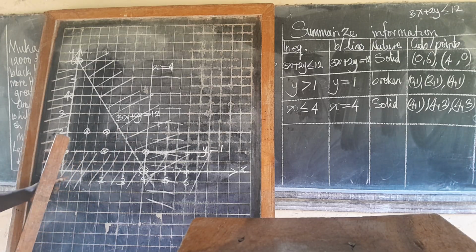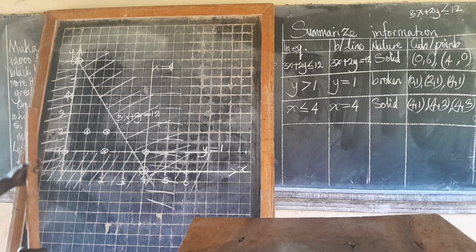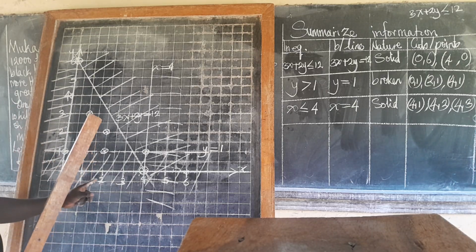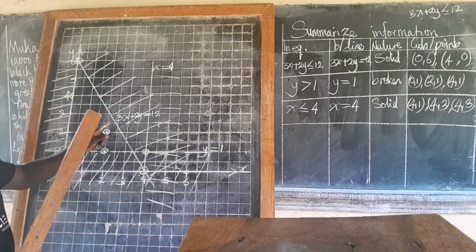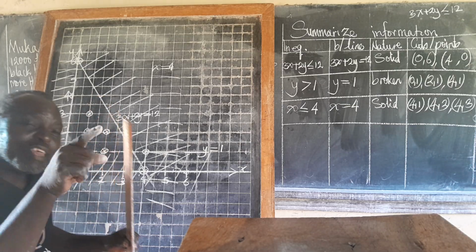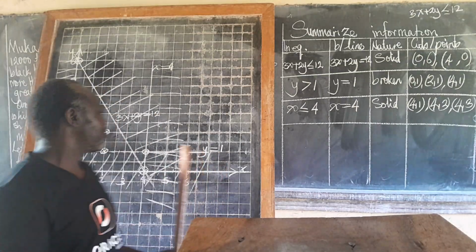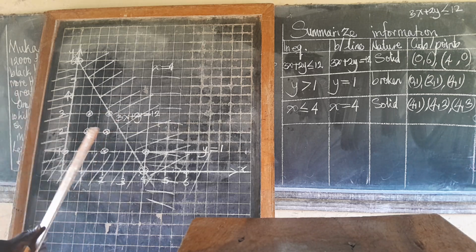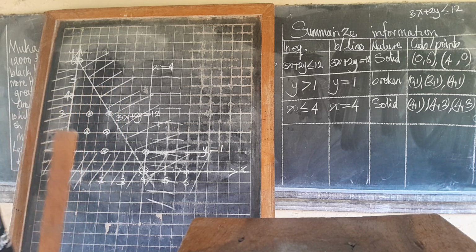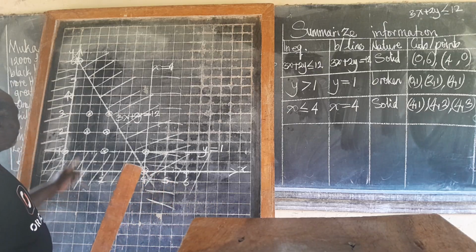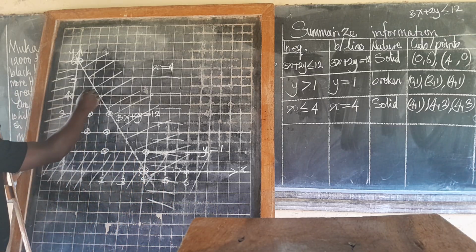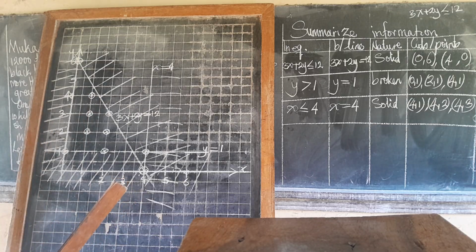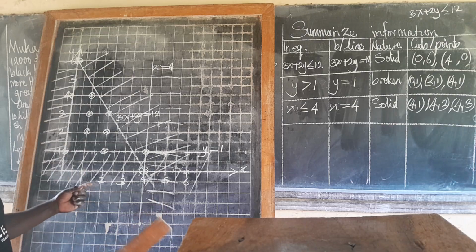Now, let us go. Here we have 1, 3. That is okay. Then we have 2, 3. 2, 3 is lying exactly on the line which is solid. Therefore, that point has to be used. Then here we have 1, 4. 1, 4 is there. Now, do we have any other point?